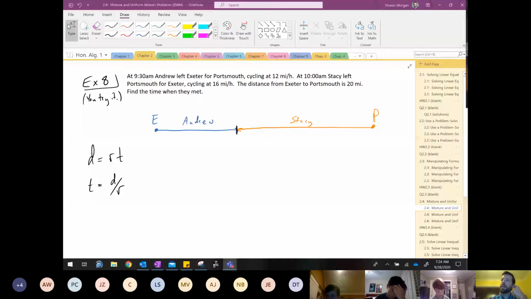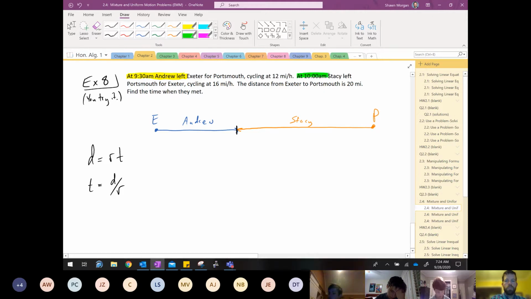Which one of them has been trying to ride for the shorter amount of time? Because I like to let my unknown stand for the shorter or smaller quantity. Colin, how do I figure out who has been riding for less time? Do you divide their rate of how fast they're cycling by the time they left? I think it'd be a little simpler.